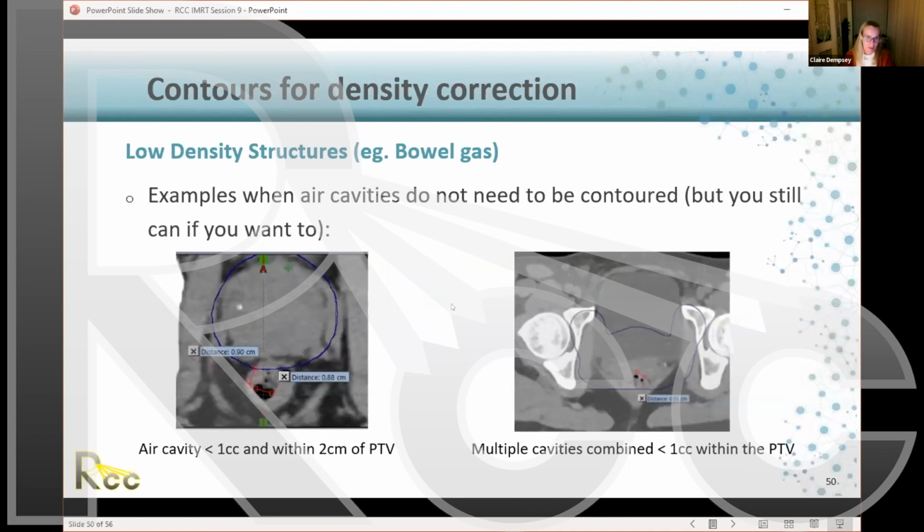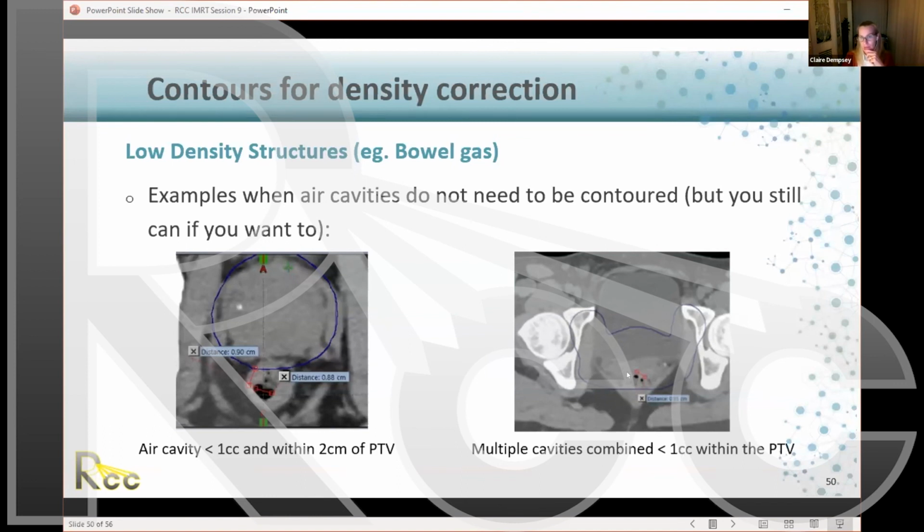So here's a couple of examples where you don't need to contour the air cavities. If you have time and enthusiasm, obviously you still can. There's no harm in doing so, but obviously everyone is super busy, and so if you don't have time, these aren't so critical. So here we have an air cavity that's very small. So it's less than 1 cc. It's within 2 centimeters of the PTV, but it's less than 1 cc. So we would consider that too small to be of clinical significance or clinically impacting on the PTV.